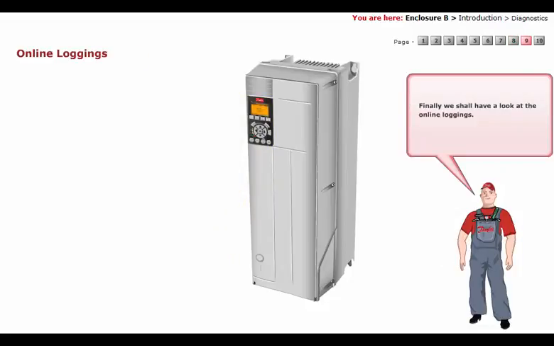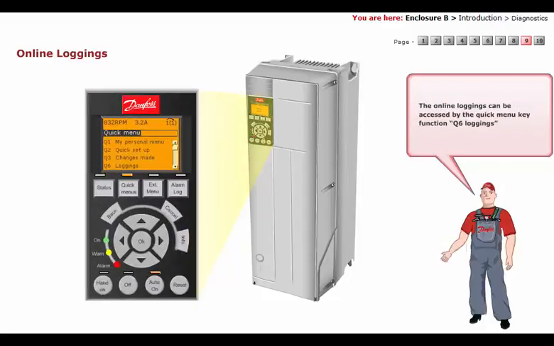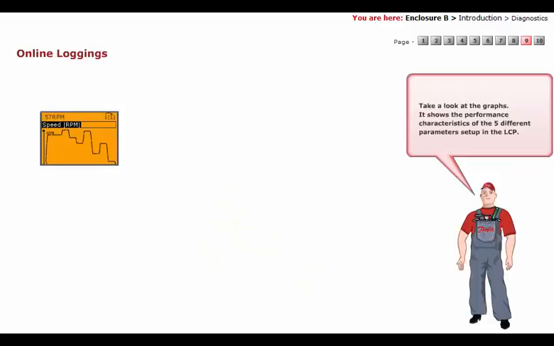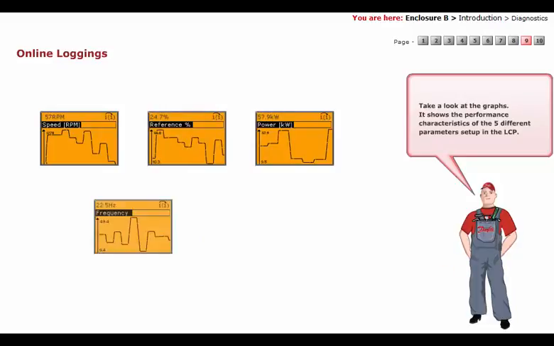Finally, we shall have a look at the online loggings. The online loggings can be accessed by the quick menu key function, Q6 loggings. Take a look at the graphs. It shows the performance characteristics of the 5 different parameters set up in the LCP.